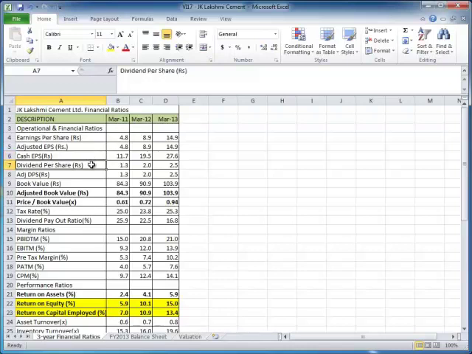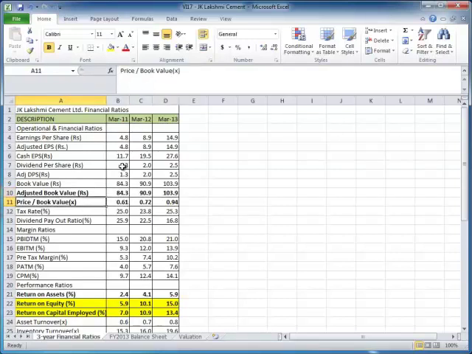Next, we have the dividend per share, which is what the company will pay out to its shareholders based on the dividend that they pay. Then the adjusted dividend per share, for which there's no change. After that, we have the book value of the company, and this is just the value of its assets minus its liabilities, and this has been growing over time. And then we also have the adjusted book value, which in this case is the same.